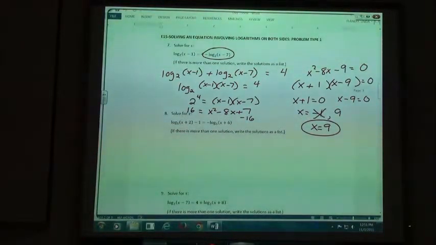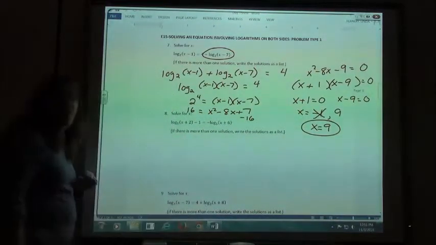So always when you have logarithms, you want to go back and check to make sure you're not getting an undefined value, just like you would if there was a fraction.